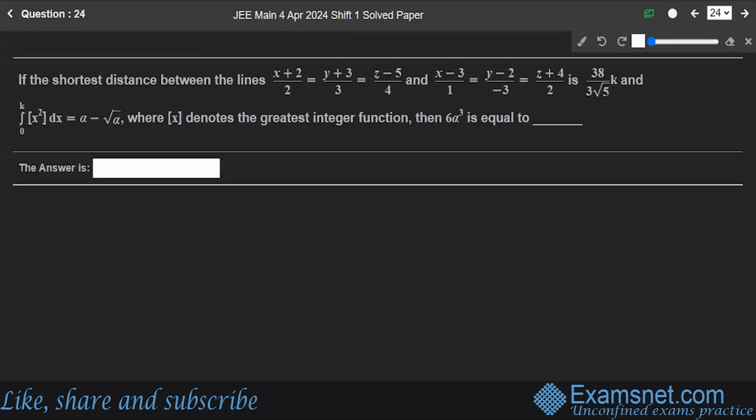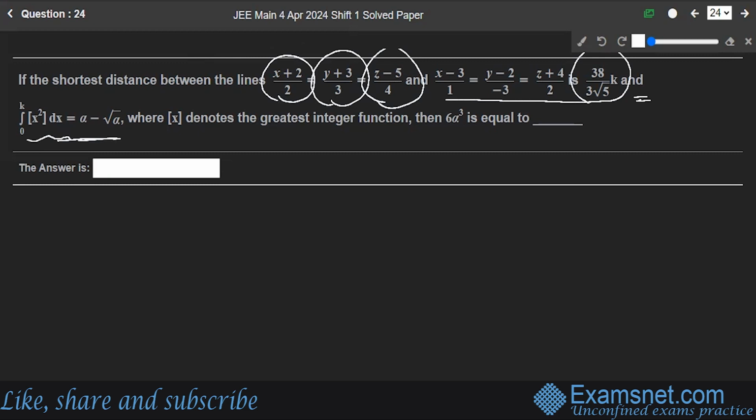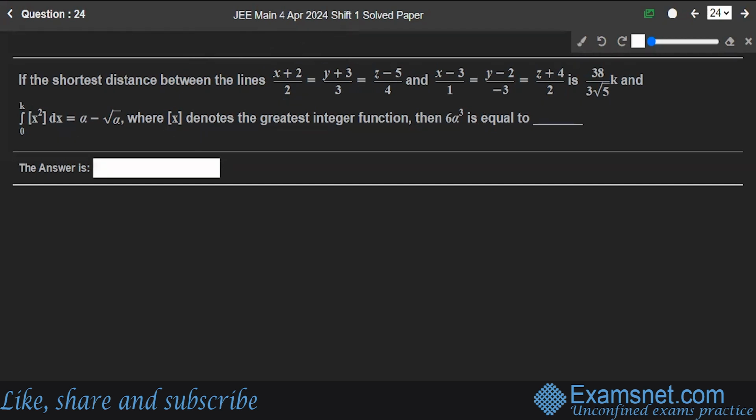Question number 24. If the shortest distance between the lines (x plus 2) upon 2 is equal to this, is equal to this, and this is given by this, and you have the integral of the greatest integer function of x squared dx is equal to alpha minus root of alpha, where this denotes the greatest integer function, you have to find out the value of 6 alpha squared. So you are given these two lines. This is the first line, this is the second line, and the shortest distance between them is given to you. Let's write the equation of the two lines.